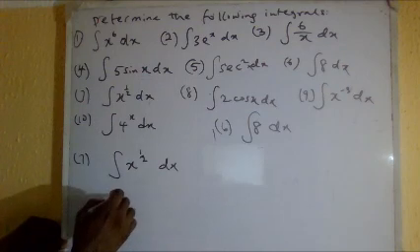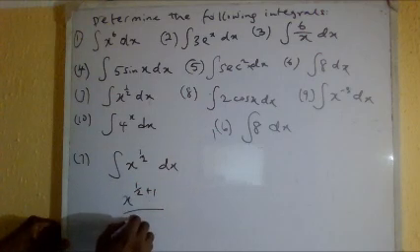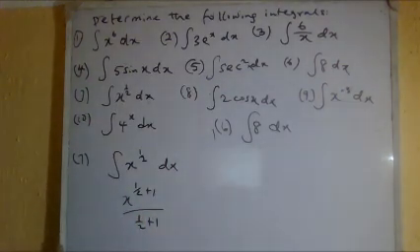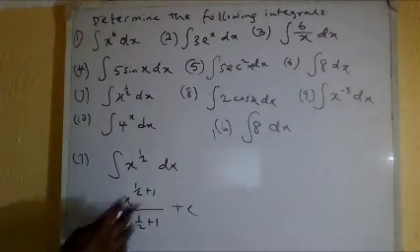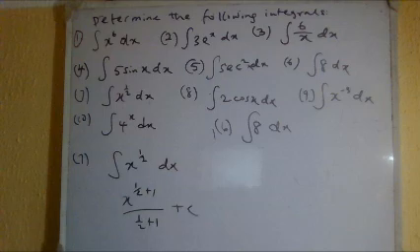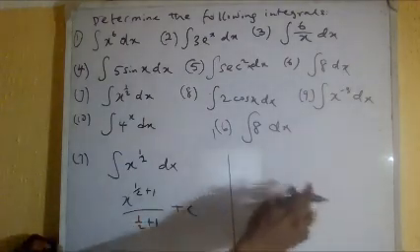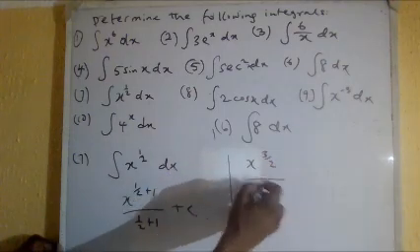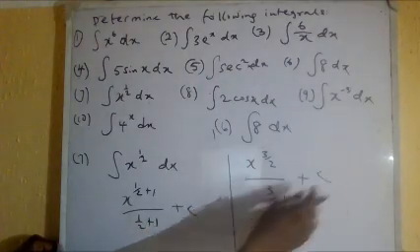So this one is simply saying x to the power 1 over 2 plus 1, over 1 over 2 plus 1. See, you add 1 to the power and divide everything by the result. Okay, so plus c, of course. So what is this? This one is the same thing as saying x raised to the power half plus 1, which is 3 over 2, and half plus 1 again is 3 over 2, plus c.